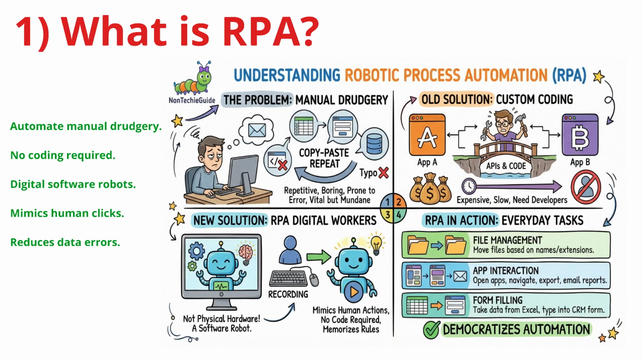But now, there is a new solution. Robotic Process Automation, or RPA. Don't think of physical machines. These are software robots that live on your computer. The revolutionary part is that you don't need to write code. You simply record yourself performing a task just once, like moving files, navigating applications, or filling out forms, and the digital worker memorizes those steps. It can then repeat them flawlessly, infinitely faster, democratizing automation for everyone.